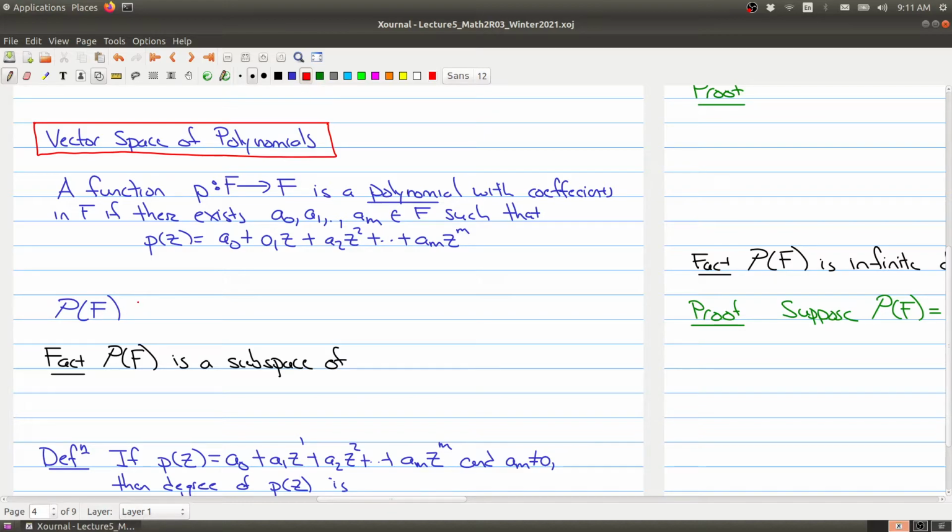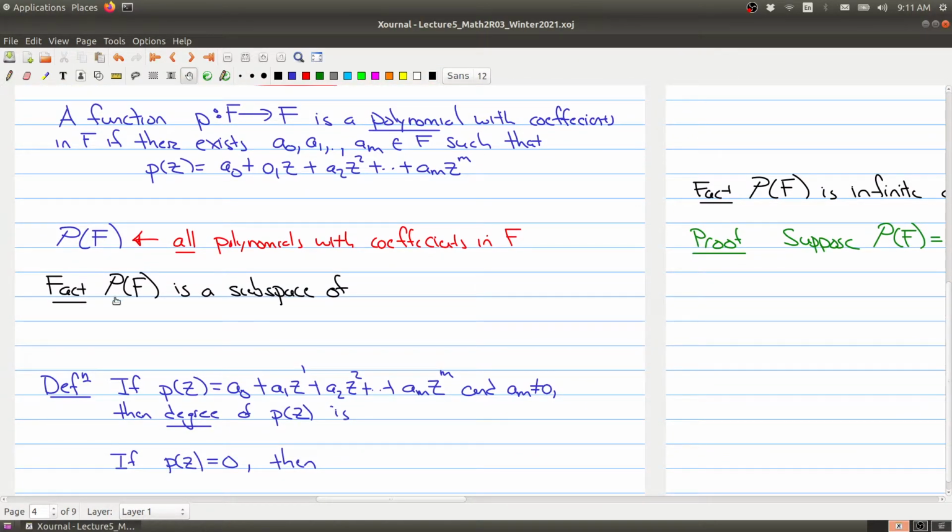And we use the notation P(F) here to be all polynomials with coefficients in F. Okay, so it's a giant set. It's the set of all the polynomials you can make, with no restrictions on degree. Now, this set P(F), you can actually show that it's a subspace of a particular vector space, and it's the subspace of this space right here, F to the power of F.